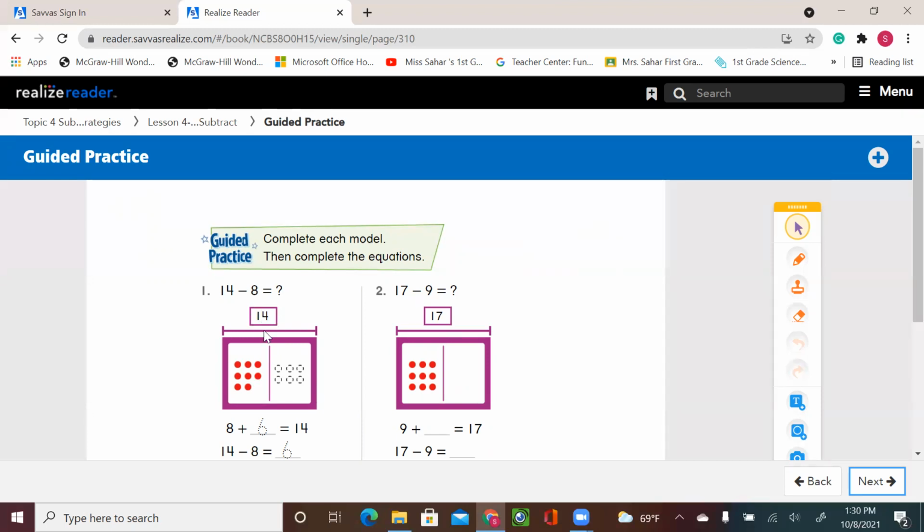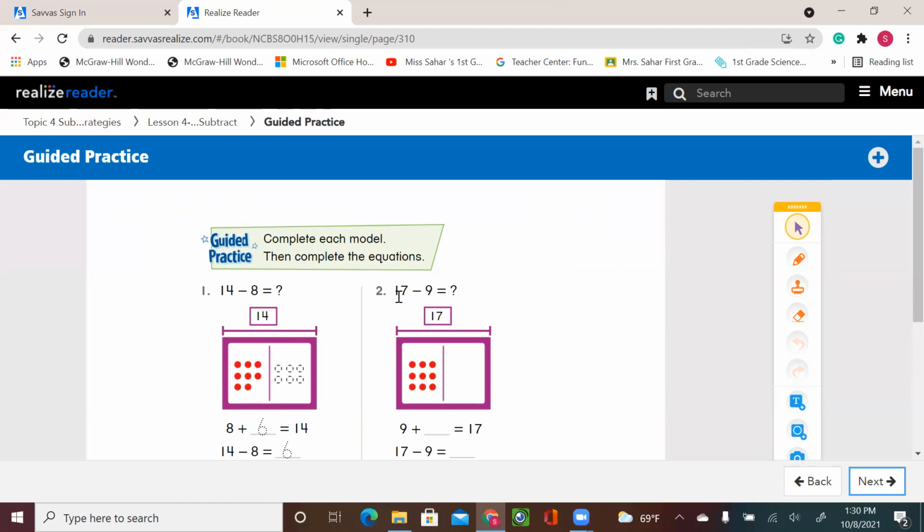That's my sum. How many counters did I draw? 1, 2, 3, 4, 5, 6. So 8 plus 6 equals 14. Go back to my equation. So 14 take away 8 equals 6. So think addition, or use addition to find the subtraction, or the difference for your subtraction.